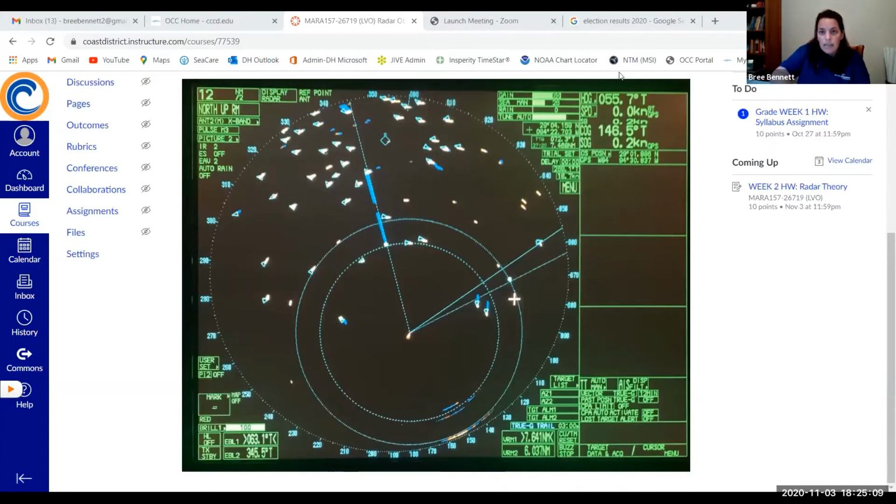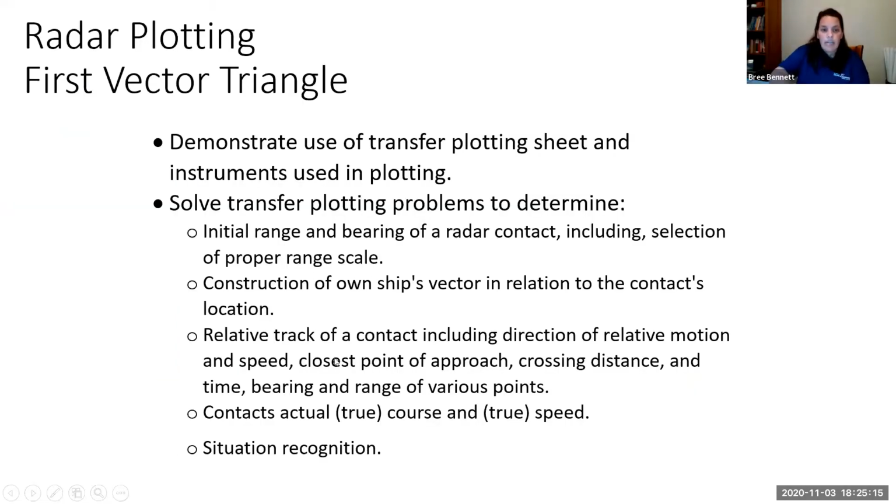So we'll go back to this guy. We want to figure out how to transfer what we see on our radar to our radar transfer plotting sheet and then plot those. Back in the old days, and I learned how to do this in the radar class, in the simulator class, they did it with not exactly grease pencils, but they would use whiteboard markers on the screens.